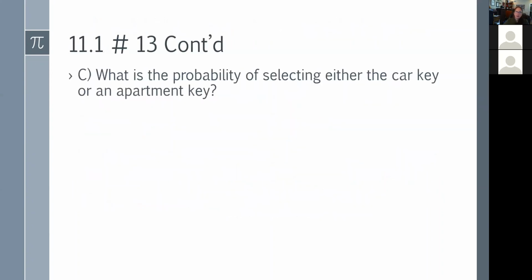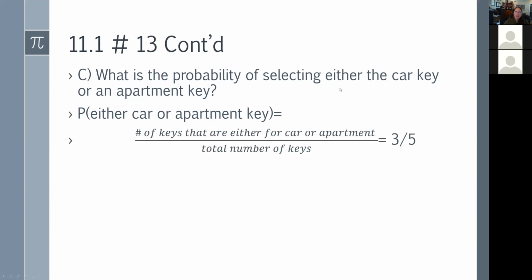Part C, what is the probability of selecting either the car key or an apartment key? The probability of either a car or apartment key is the number of keys that are either for the car or the apartment out of the total number of keys. So that gives us 3 out of 5.